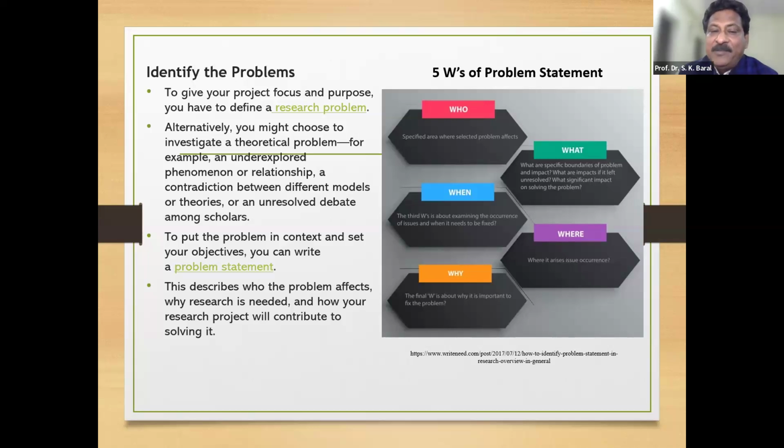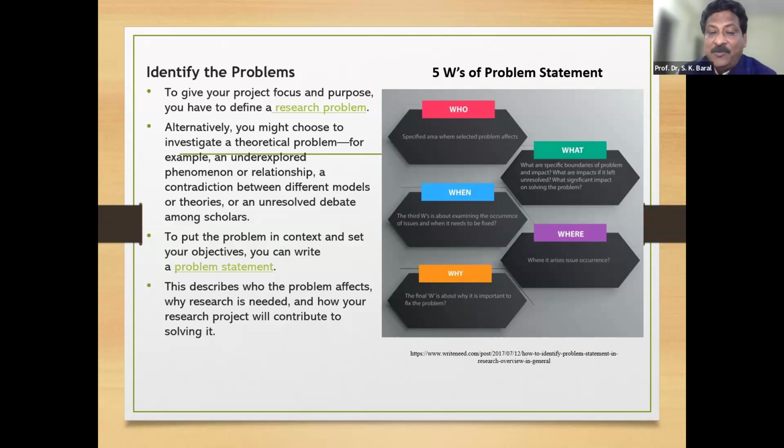And when. The third W is about examining the occurrence of the issue. When it needs to be fixed, there must be some timeline. And where it arises, the issue occurrence, the place.